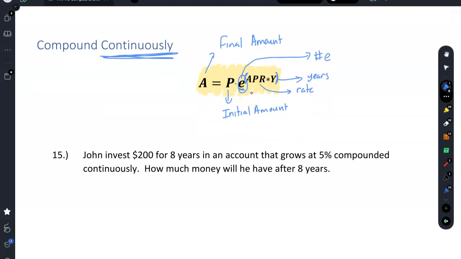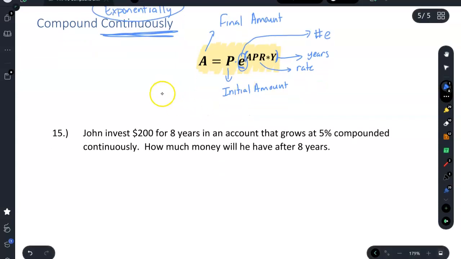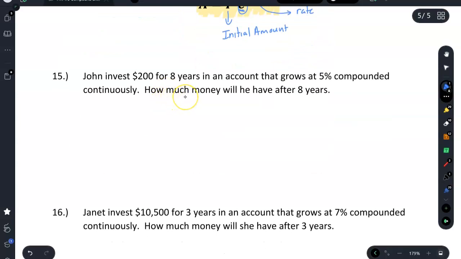Sometimes you will see compounded exponentially. And I may be spelling that wrong here. I don't have spell check when I type it out this way. All right, but if you see compounded exponentially or compounded continuously, then we're going to use this equation. So John invests $200 at 8 years in an account that grows at 5% compounded continuously.